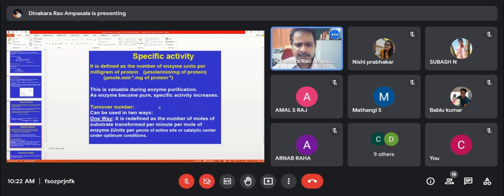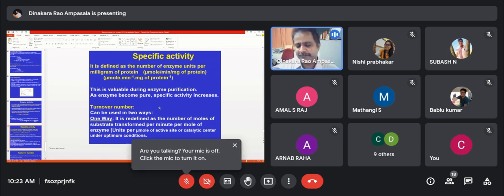Not only that, people also use specific activity. Most enzyme purification labs use specific activity to express the purity or activity of the enzyme. Specific activity is defined as the number of enzyme units per milligram of protein. So they consider how much protein was used in this reaction, and that gives the specificity of that particular protein.